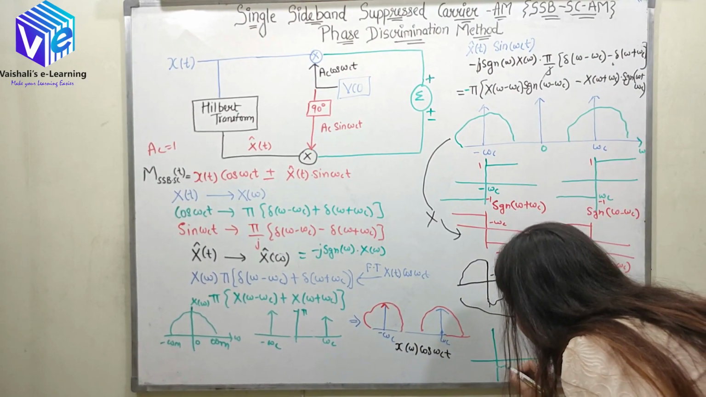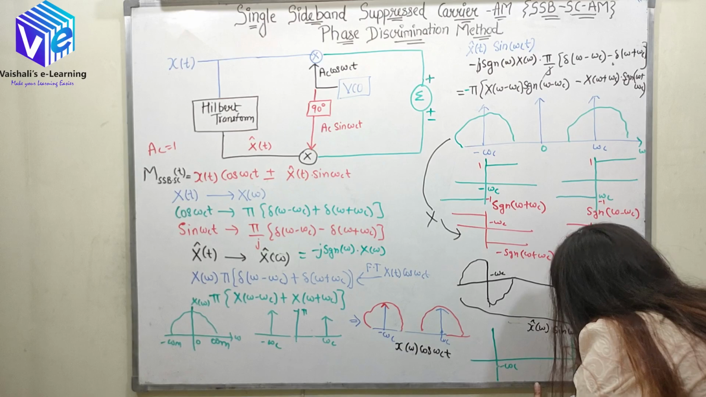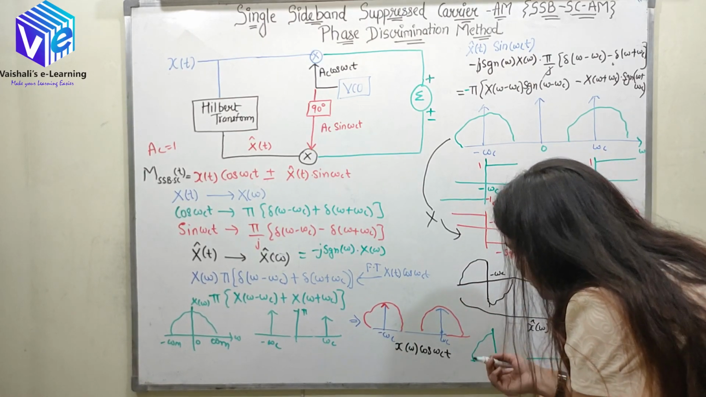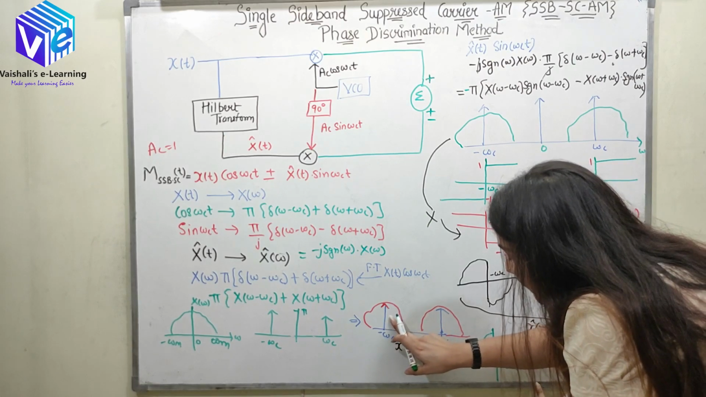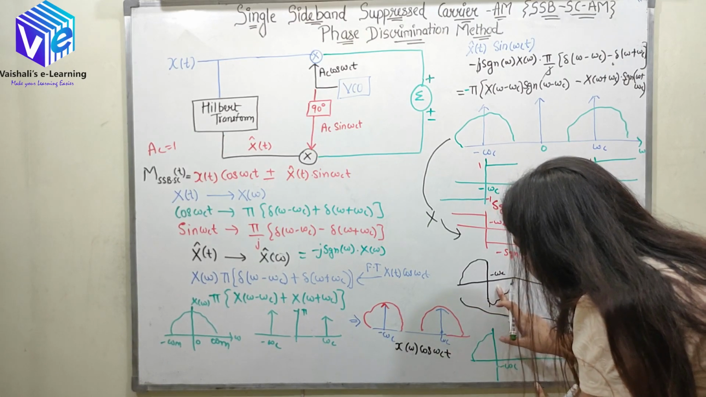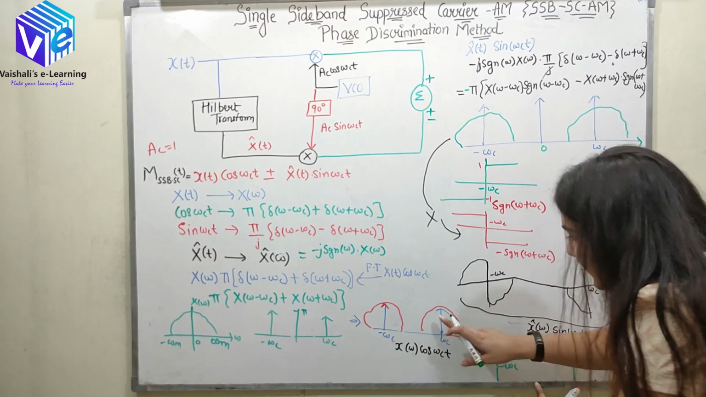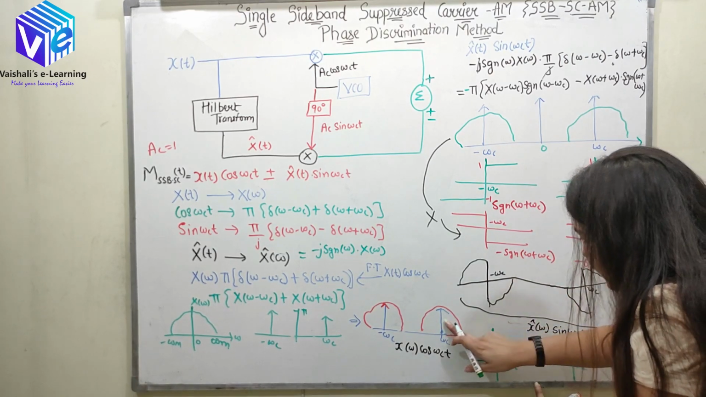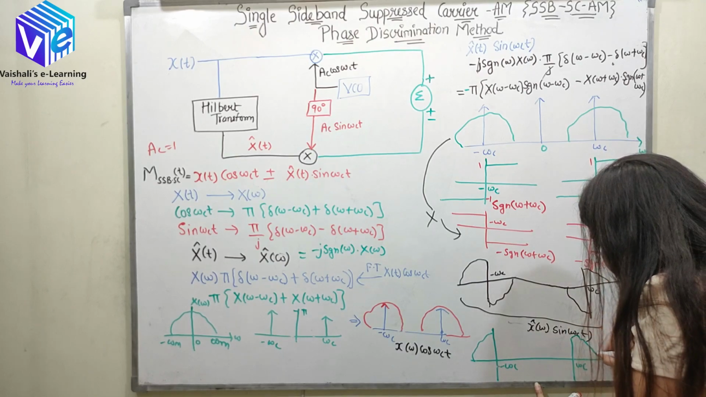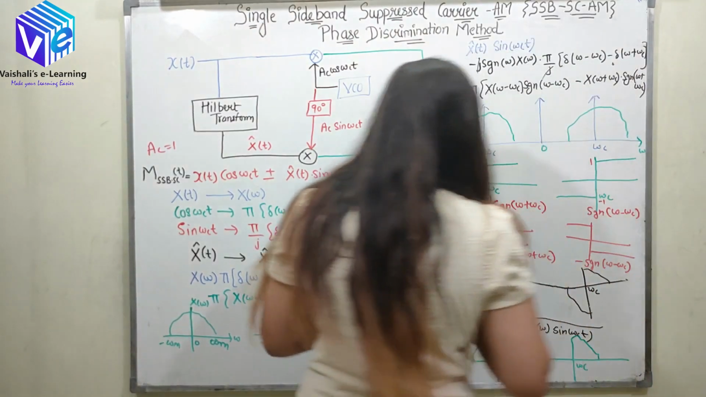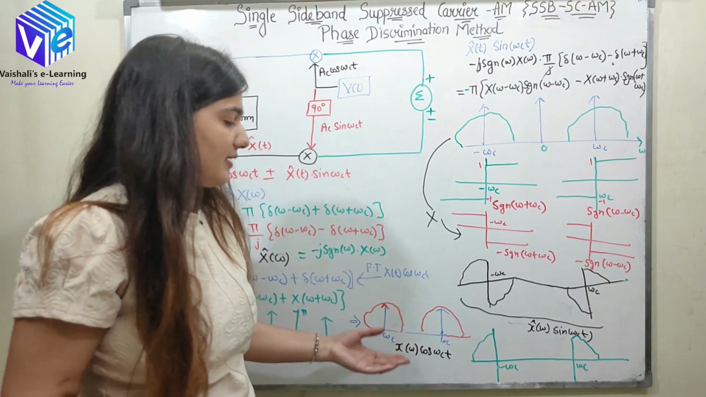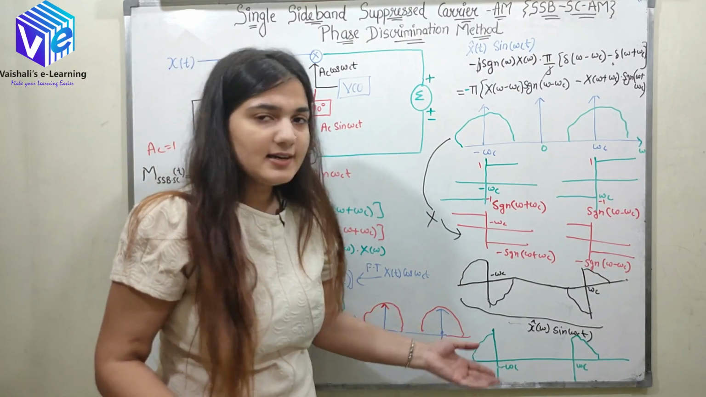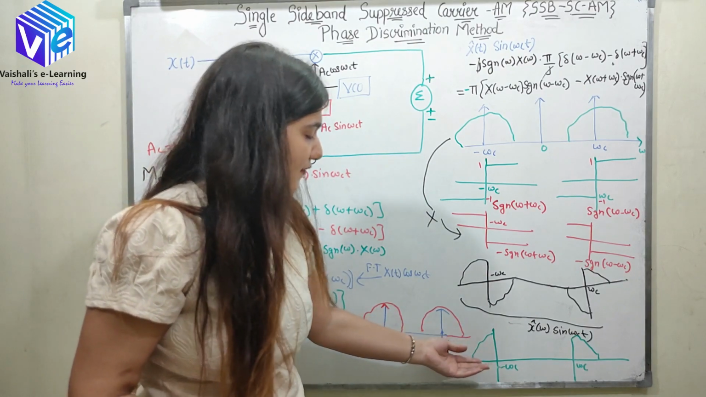so this is my minus omega c, this is my omega c. So when this is added to this, I'll get the same signal with twice the amplitude. But when this lower sideband is added to this, I'll get 0. Similarly here also, if this is added to this, I'll get 0, and when this is added to this, I'll get the same signal with twice the amplitude. Similarly, I can get the waveform for, this was the waveform for the upper sideband. Similarly, I can calculate the waveform for the lower sideband.